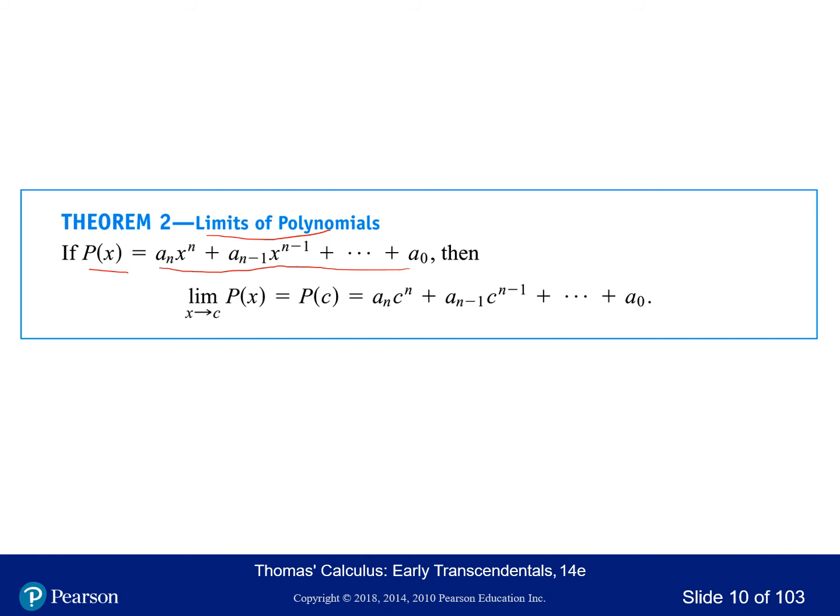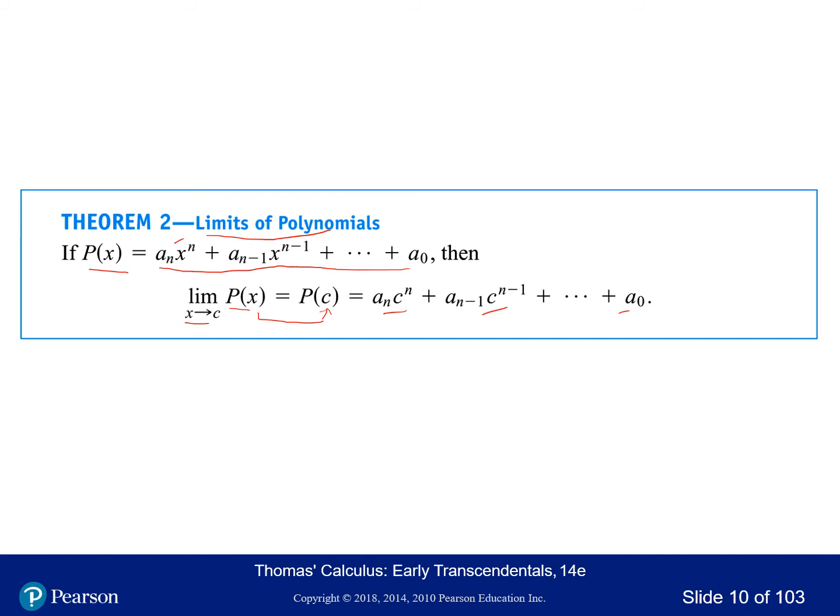So if we want the limit of the polynomial p as x goes to c, all we need to do is replace every x by c. So this will be p of c. Instead of p of x, we put p of c. So instead of x, we put c. And then instead of a sub n x to the power n, we put a sub n c to the power n. Just replace every x by c. And that's what will give you the limit. This is very easy for polynomials.